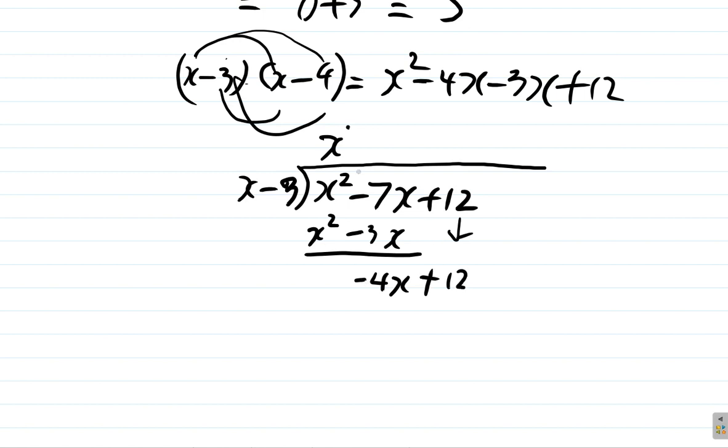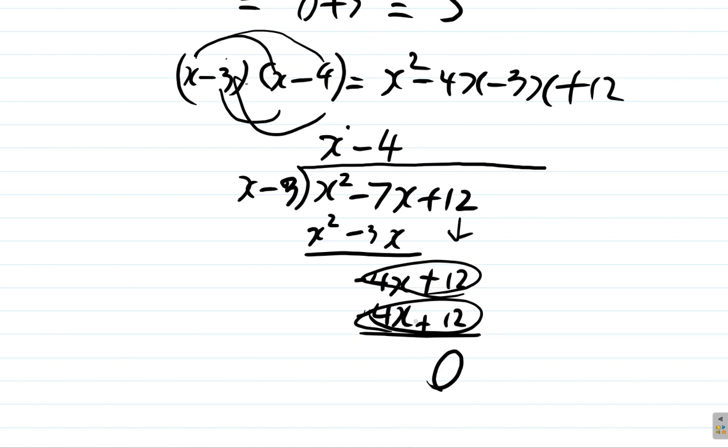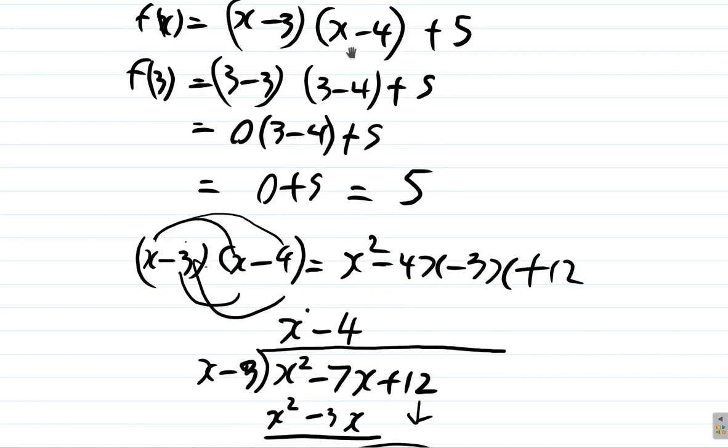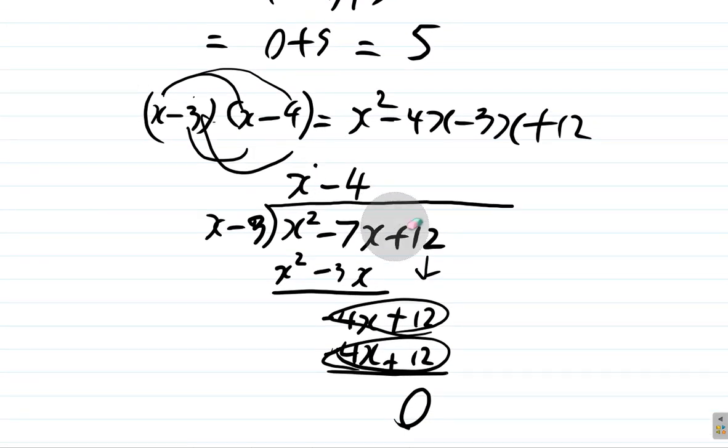X into negative 4x goes negative 4. Negative 4 times x is negative 4x. Negative 4 times negative 3 is positive 12. All of this minus itself gives you 0. So you see that? Remainder 0. Now, we added 5 to it up here. If we multiply out x minus 3 times x minus 4 and then add 5 to it, let's see what we would get.